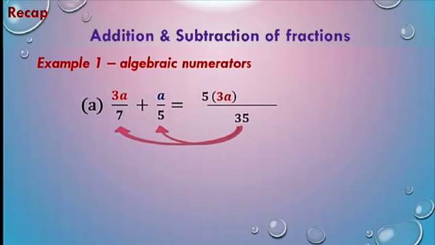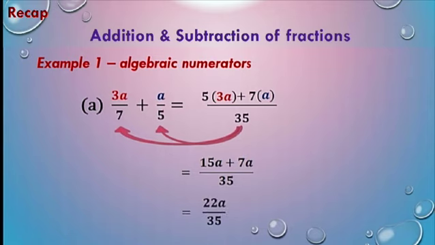Then 35 divided by 5 is 7. We multiply it with the numerator of the second fraction, which is a. Simplifying the numerator, we have 15a plus 7a over 35. Adding 15a to 7a, we have 22a over 35. This is the final answer for 3a over 7 plus a over 5.